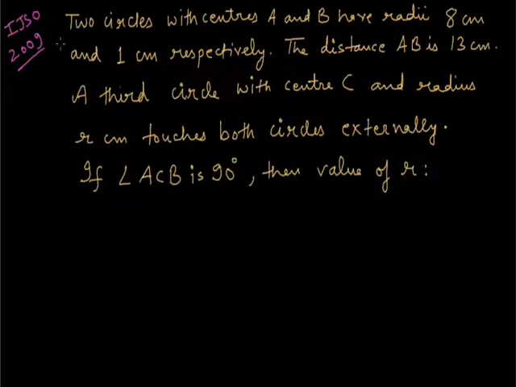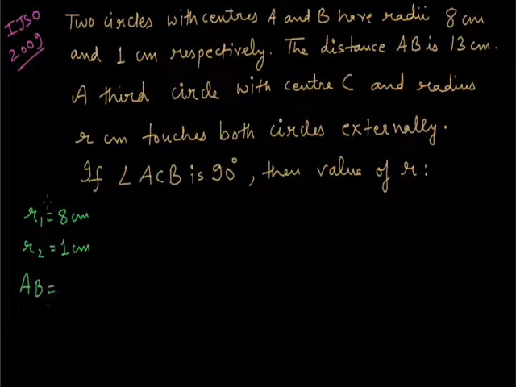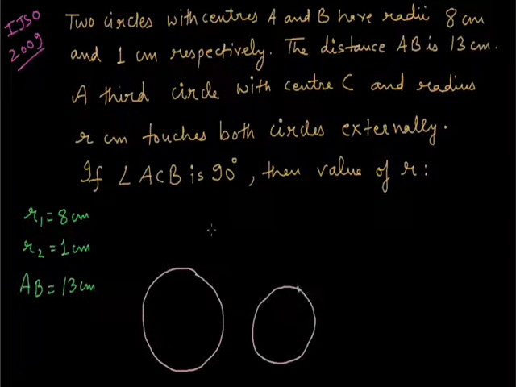Now, to attempt this question, let us read the question carefully. Two circles with centers A and B have radii 8 cm and 1 cm. The radius of the first circle is 8 cm, the radius of the second circle is 1 cm, and the distance between the centers AB is 13 cm. As you can see, the distance between the centers is greater than the sum of the radii. Therefore, the circles will be non-intersecting, like this. So these two circles are non-intersecting.